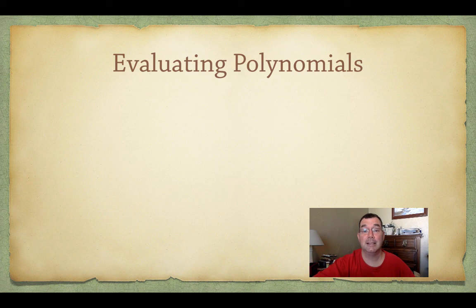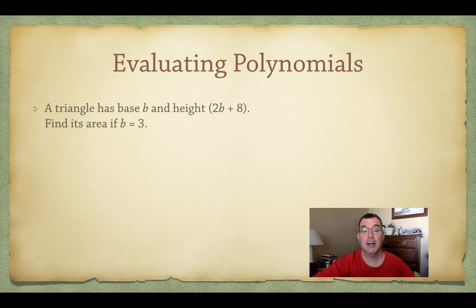All right, now let's talk about evaluating polynomials. This is where you have a polynomial and you are allowed to replace the letter with a number, and you're told what number to replace that letter with. So for example, if a triangle has base b and the height is expressed as 2b plus 8, then I need to find the area if the base b is equal to 3. The area is going to be 1/2 times base times height. That's a formula for the area of every triangle. So if I replace the height with what I'm told it is, it's going to be 1/2 times the base times 2b plus 8.